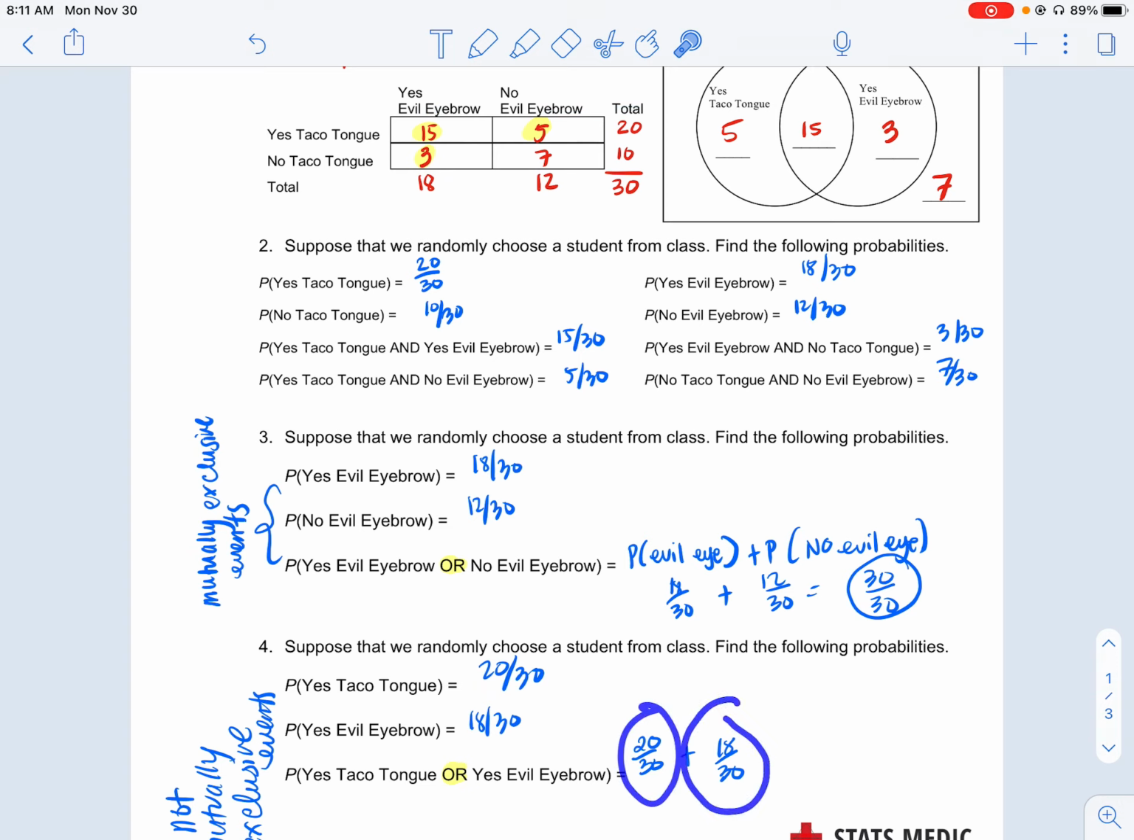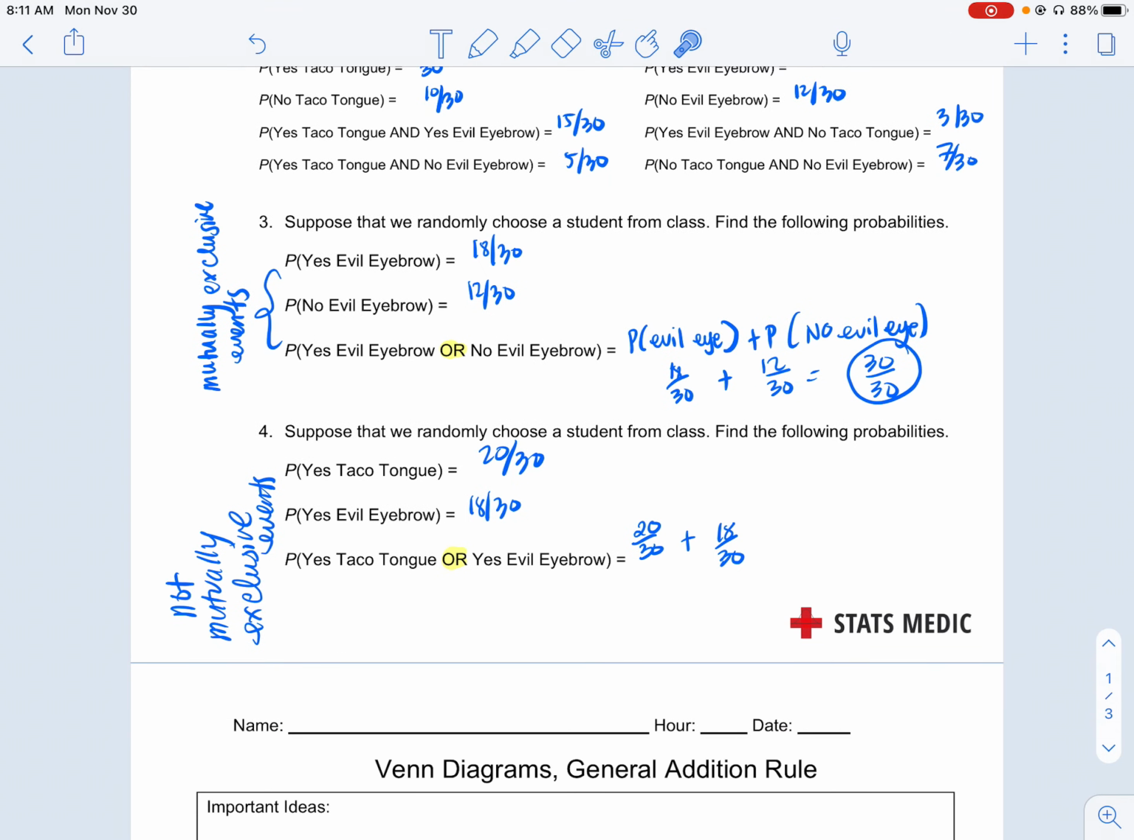So if we add 20 and 18, does that mean we're adding some people twice? I hope you guys are understanding this. Earlier I added 18 plus 12, and that's okay because these are two separate events. But if I just add 20 and 18, it doesn't make sense anymore because I'm adding some people twice. So the formula in here would change. We need to subtract all the people that were able to do taco tongue and at the same time evil eyebrow. So I have to subtract 15 out of 30 in this equation.